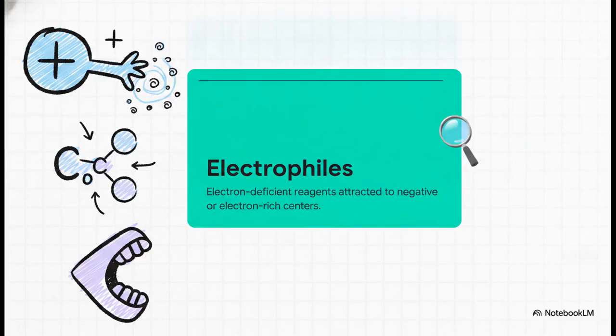On the flip side, we have electrophiles. These are our electron-deficient characters. Meaning electron-loving, they are constantly on the hunt for a negative charge to stabilize themselves. These can be positively charged ions like carbocations, or neutral molecules that simply have room to accept more electrons, like carbon dioxide or Lewis acids such as aluminum chloride. So if nucleophiles are the generous donors, electrophiles are the enthusiastic recipients.